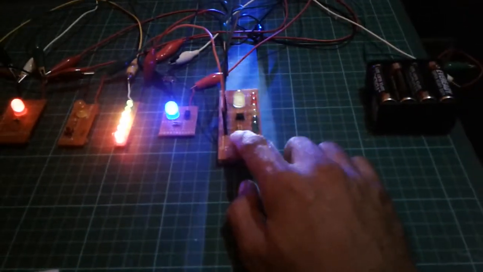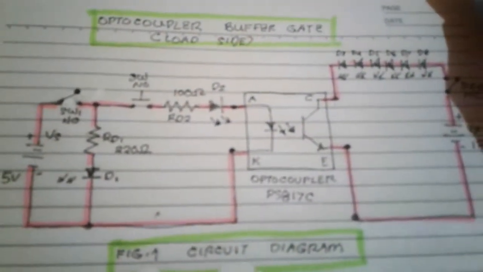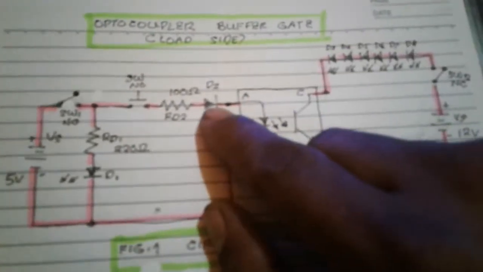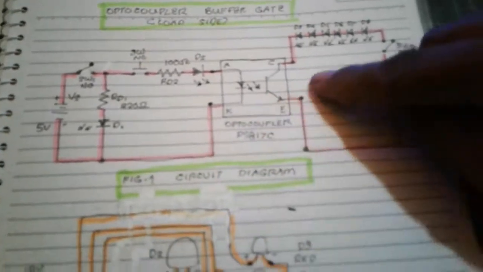this is a buffer gate, we have a truth table: no input, no output; with input, with output. So that is the buffer gate. We have the parts here. We now have the complete parts here, including the values. Also the layout.